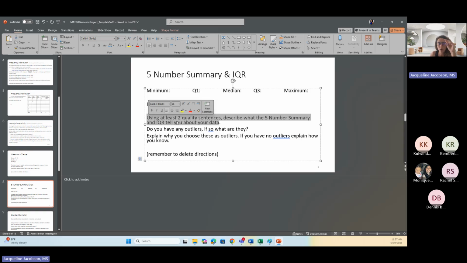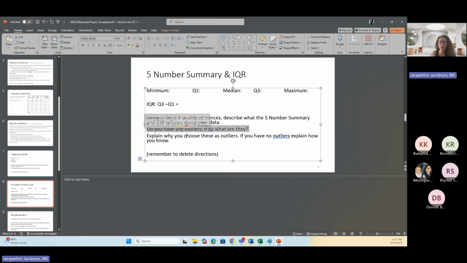What I would suggest is you go back to your box plots and look at what they asked in terms of that. 50% of the values are within that interval for the IQR. What does the 5-number summary tell you? You can include a box plot if you want to support what you're saying. I don't mind that. Do you have any outliers?